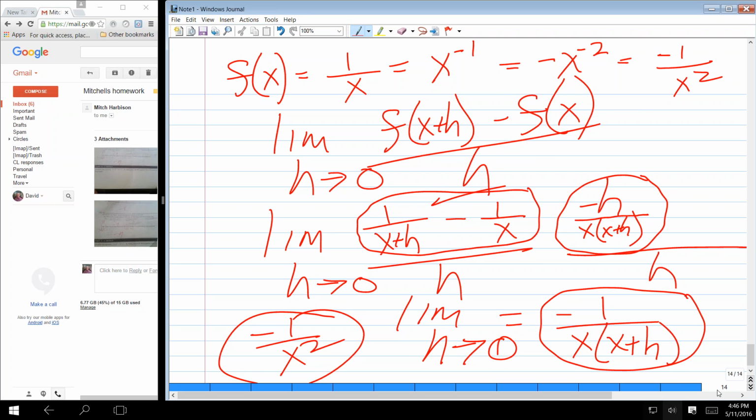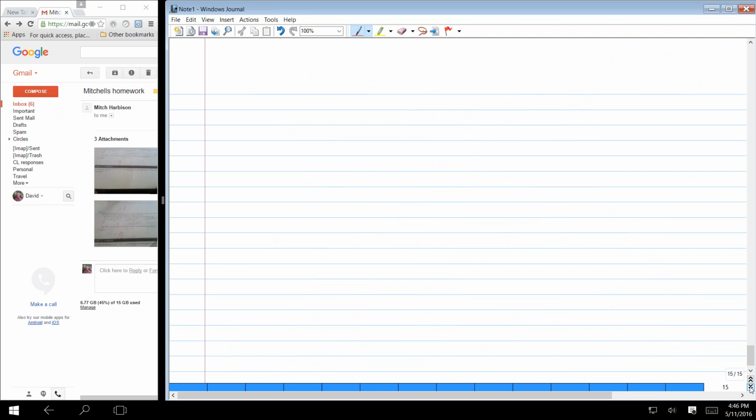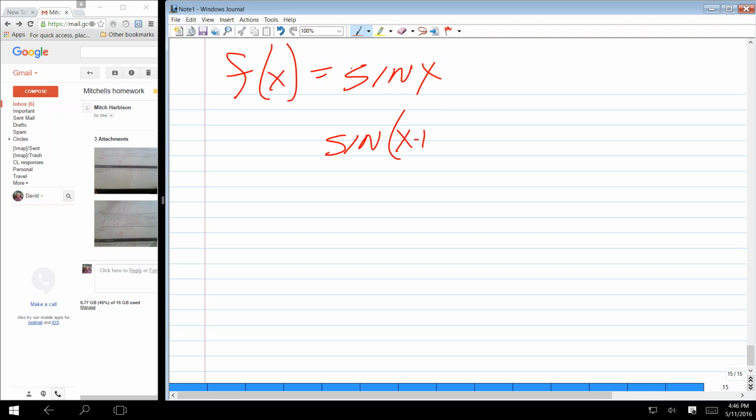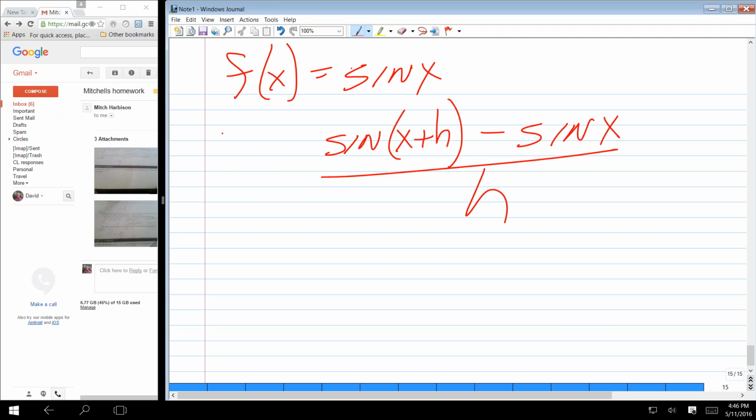And this limit quotient definition can get a little tricky if, say, your function is sine of x. Okay? Well, if I want to know what the derivative of sine of x is, it's going to be the sine of x plus h minus the sine of x, all over h.